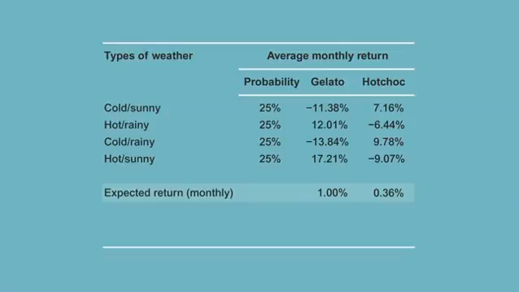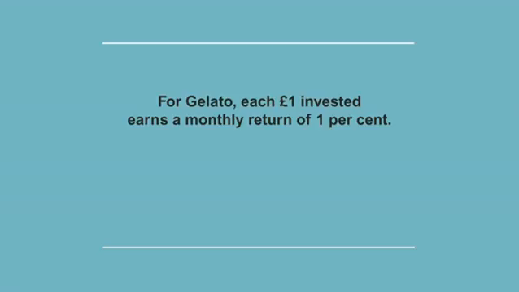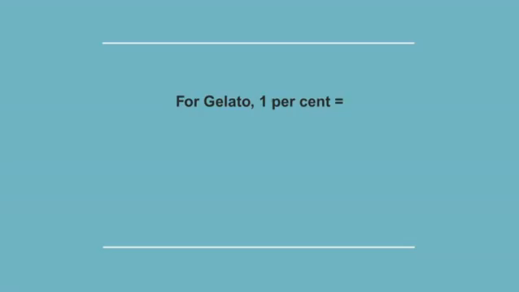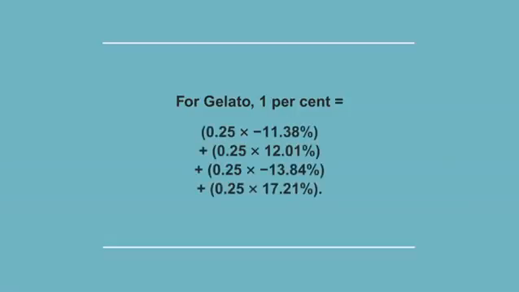You can calculate the monthly expected return by multiplying each month's outcome by its probability. For Gelato, this is 1%. Here, 0.25, the chance of that type of weather occurring in a particular period, is multiplied by minus 11.38%, which is the expected return in that period, and so on.